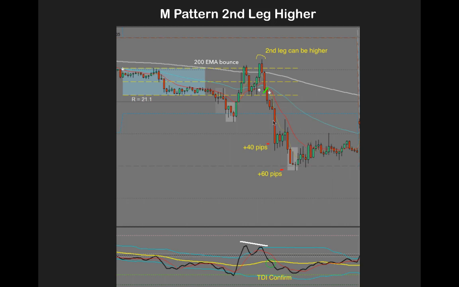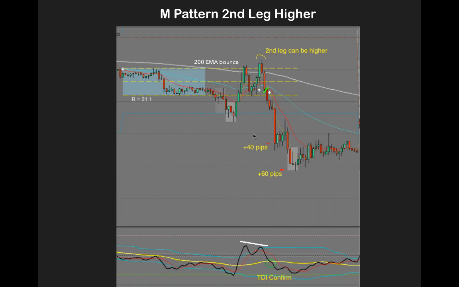So if you were holding this trade down here at 40 pips, you could have taken your profit at 40 pips. You could have held and got 60 pips. But if you continued to hold and you saw that the price closed above the 13 EMA here, you could have got out and still made 40 pips. So that's a good way to manage your trades, to know when you should exit and when you should keep holding.